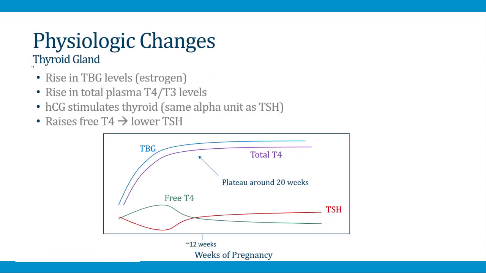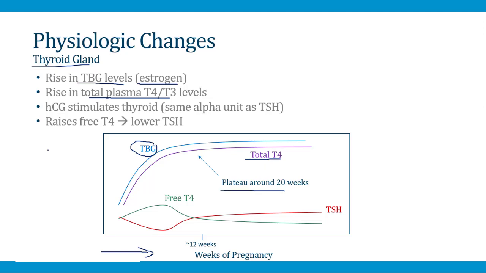There are lots of changes in the thyroid gland during pregnancy. The major change early on is that estrogen drives an increase in synthesis of thyroid-binding globulin, so those levels climb. And since TBG can bind thyroid hormone, this leads to a rise in the total plasma levels of T4 and T3. So if you look at this graph on the screen here showing the weeks of pregnancy on the x-axis, early on the major change is that the TBG level rises, and that causes an increase in the total T4 because TBG is binding T4. This usually peaks and plateaus around 20 weeks.